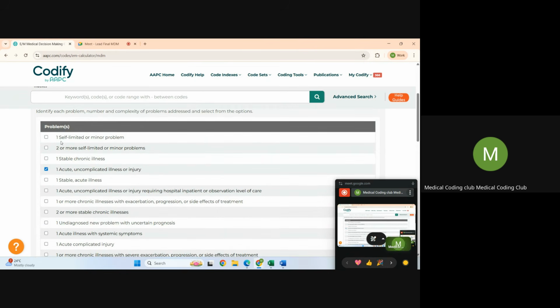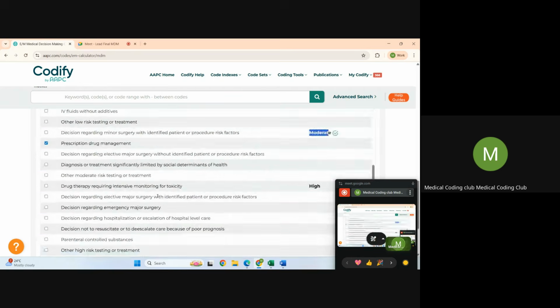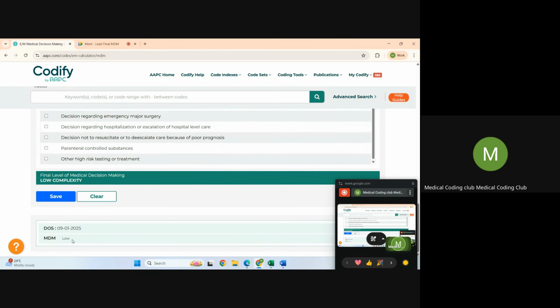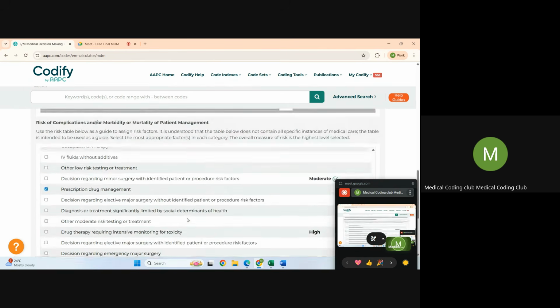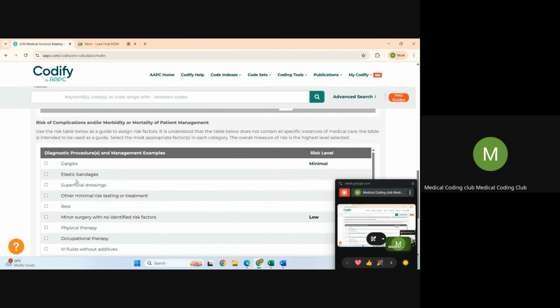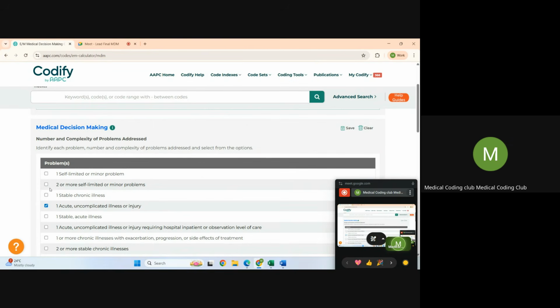So now you can see risk is moderate, and data is 2 points, which is limited. And then, one acute uncomplicated illness or injury is again a low problem. So in this case you will get your final MDM as low, because in this example your problem and data are meeting at the same level. Data is limited and the problem is low, so both are a low combination. You got the final MDM as low. Okay, so let's change this. We will only change the problem.